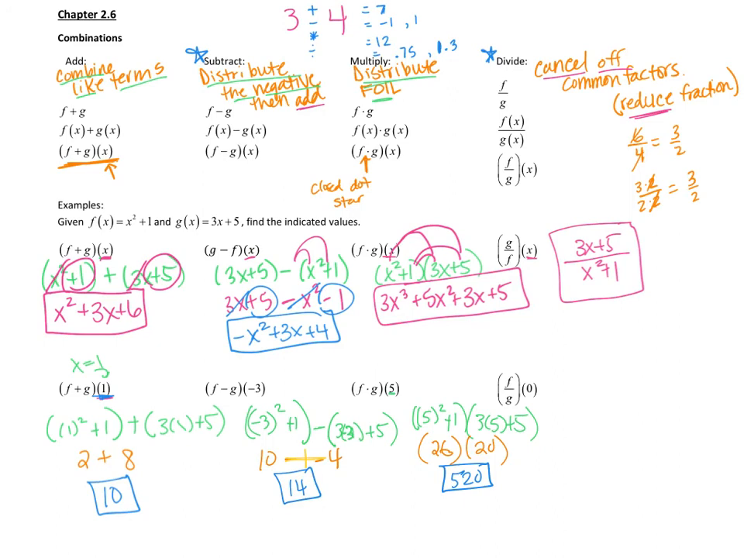So I'm going to take f, which is x squared plus 1, but now I'm going to substitute in a 0. So I'm going to say 0 squared plus 1 over 3 times 0 plus 5. Now I'm going to simplify. I'm going to have 1 over 5. That cannot be reduced, so that would be my final answer. So now we should be able to combine different functions, and the ways we can combine them is by adding, subtracting, multiplying, and dividing those functions.